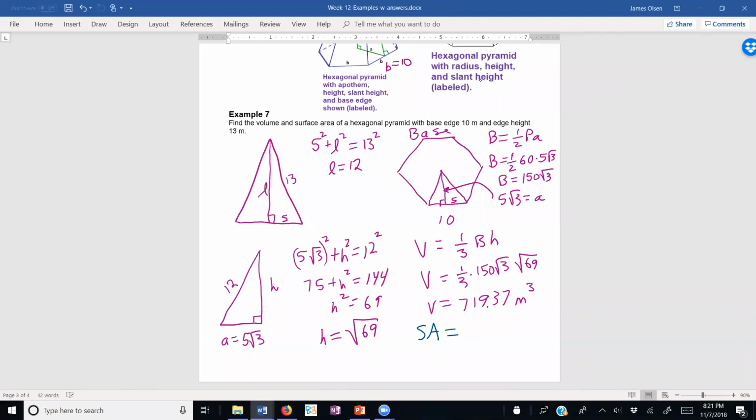The surface area of a pyramid is the area of the base plus 1/2 PL. The area of the base is 150 root 3. The perimeter of the base is 60 again, and the slant height was 12. And we run that into a calculator, and I'm about out of paper here. And rounding off, we get 619.81 square meters.